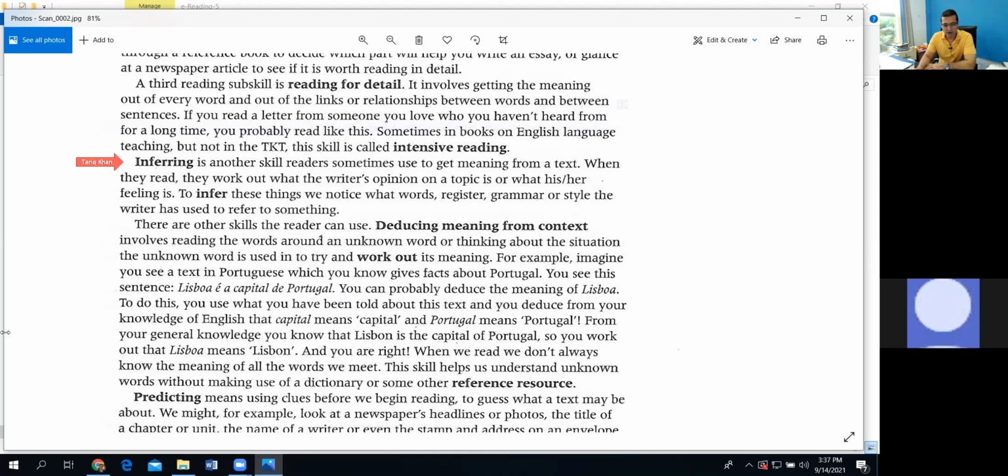And how do we know to infer these things? We notice the words. Register. Register is the formality or informality of the language we use. Grammar or style the writer has used to refer to something. The writer has talked about something, so you can understand from the way the words are used, the language is used, the formality and informality of the language, all this, what the writer's opinion is about this particular thing.